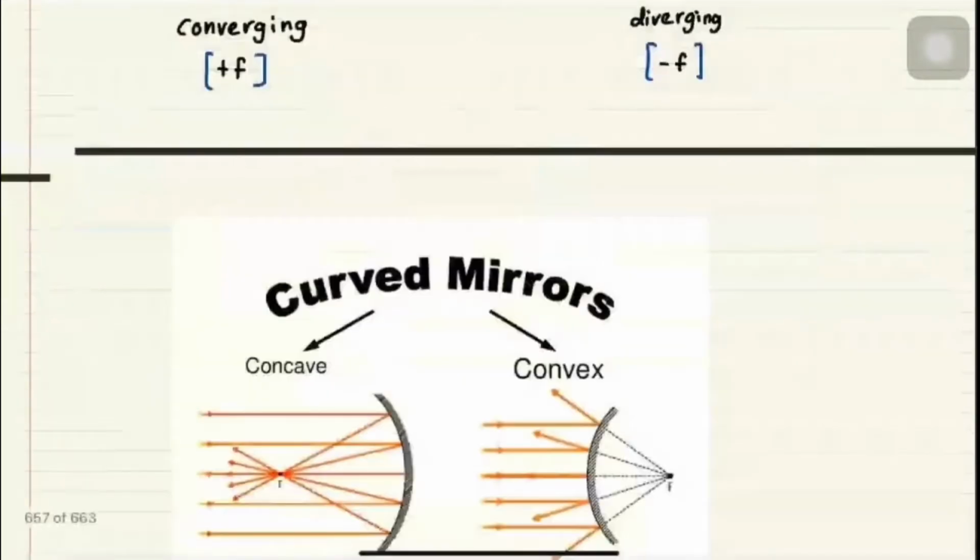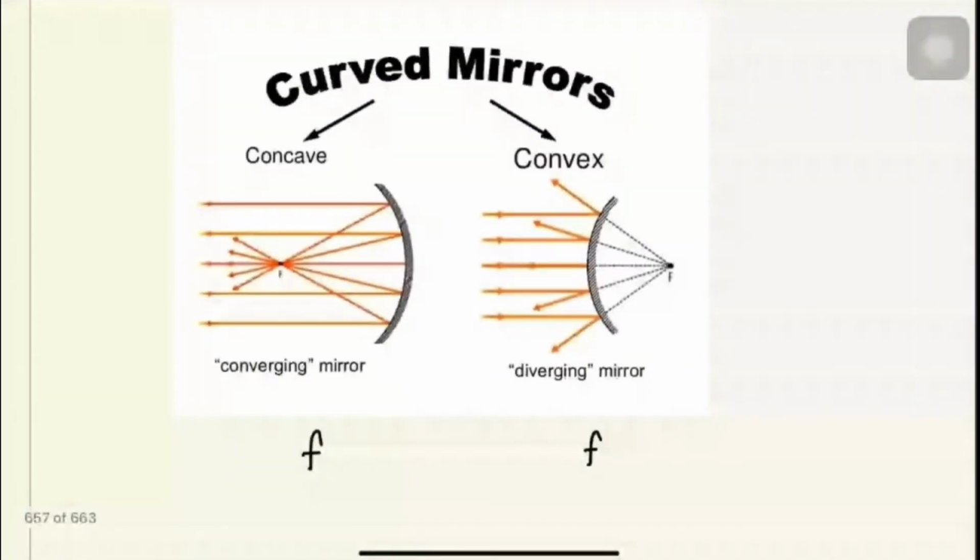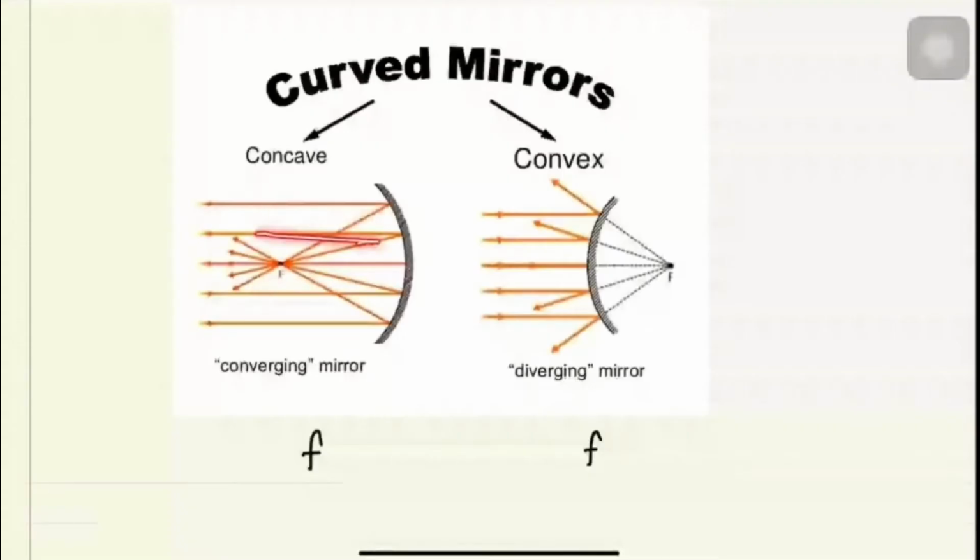Okay, so this is a clearer diagram of a converging mirror and a diverging mirror. If you still remember, this one is a converging mirror. You can see that all the reflected rays point towards the focal point. I want to ask you now, do you think this one is positive F or negative F?